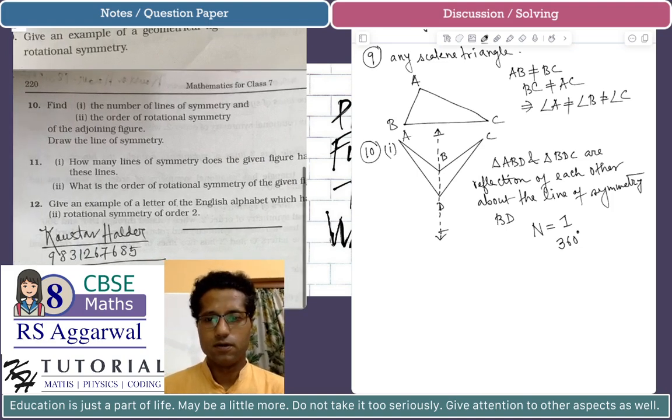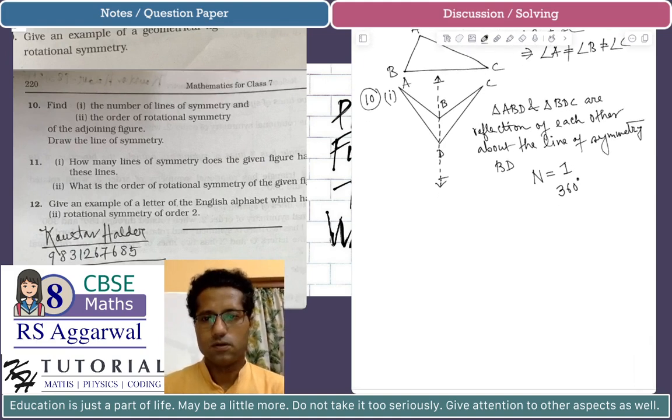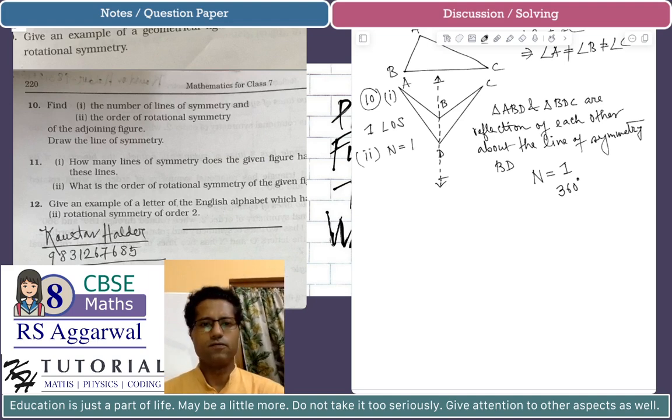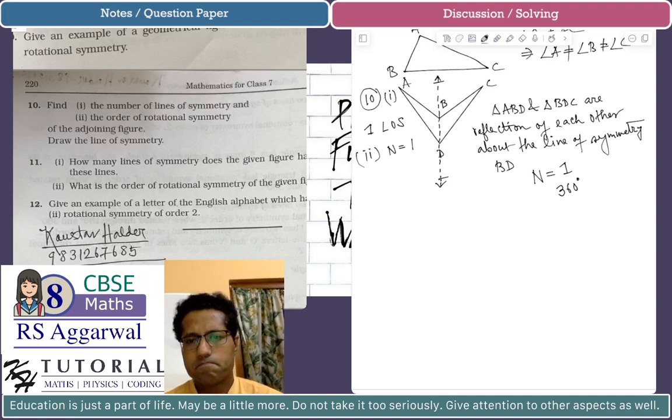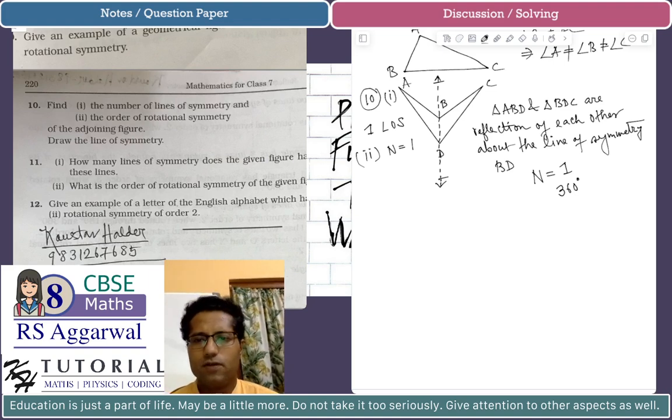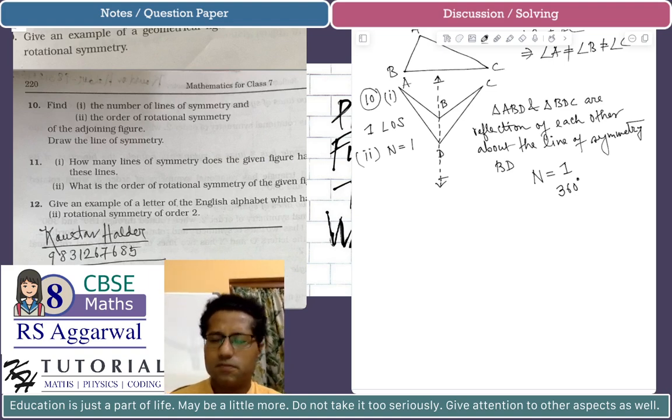Let's do problem number 11. So what was part 2? Part 1, the number of lines of symmetry, is 1. And part 2, the order of rotational symmetry, in my understanding, is 1, since at the angle of rotation of 360 degrees it will look identical, but this figure will not be said to have rotational symmetry because n is 1; n has to be greater than 1.